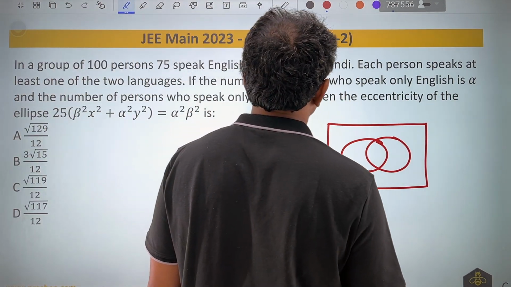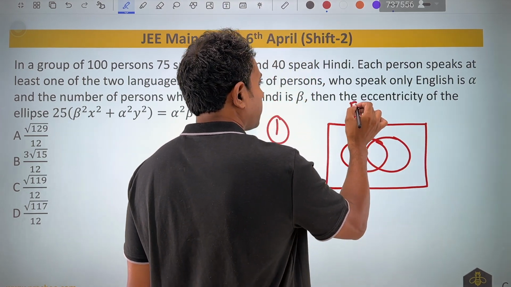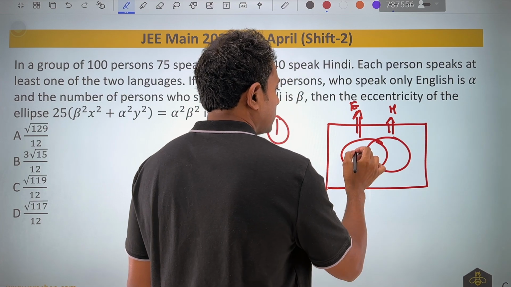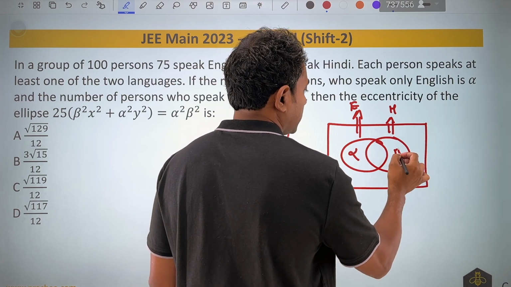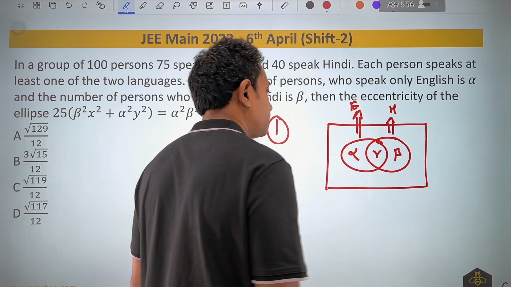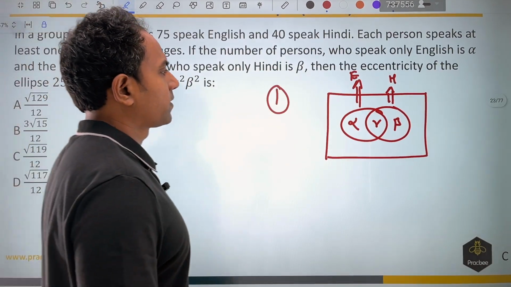So the people who are speaking only English, so if this set is nothing but of English speaking people, this is for Hindi speaking people. So this part is alpha, this part is beta, and this part is speaking both. Let us say it is gamma. This is given to us. Now there are multiple conditions given to find the value of alpha and beta.